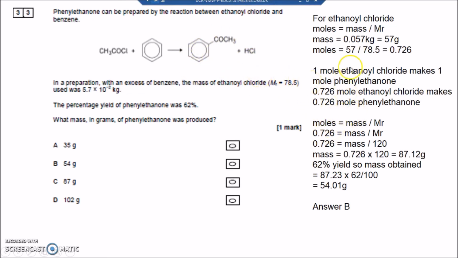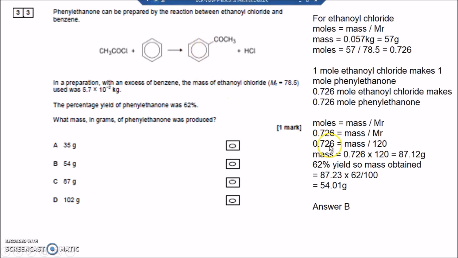So number of moles is 0.726 moles of phenyl ethanone. I've got to work out the MR. Well, I've got 1, 2, 3, 4, 5, 6 carbons, 7, 8 carbons, so 8 12s. I've got a hydrogen on each of these corners here, not one on that one. I've got 1, 2, 3, 4, 5 carbons and 3 more, 5 hydrogens and 3 more. That is 8 hydrogens, so 8 ones and a 16. So my MR is 120 of my phenyl ethanone.